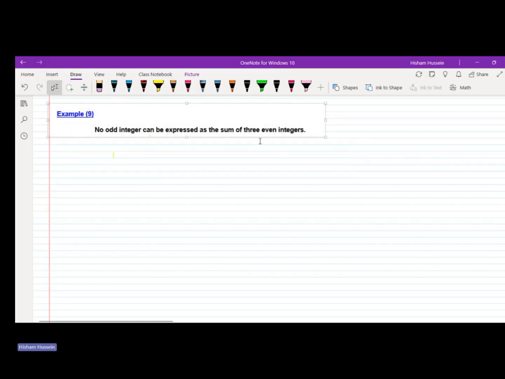In example 9: there is no odd integer that can be expressed as a sum of 3 even integers. No odd integer can be expressed as a sum of 3 even integers. So to prove the statement, assume to the contrary.